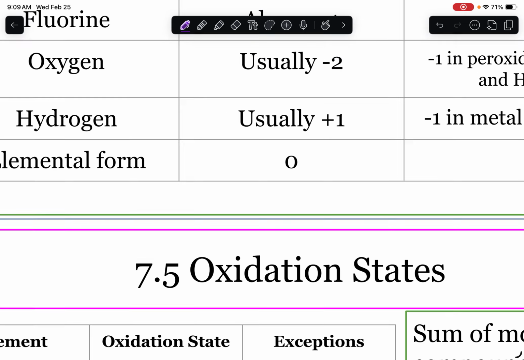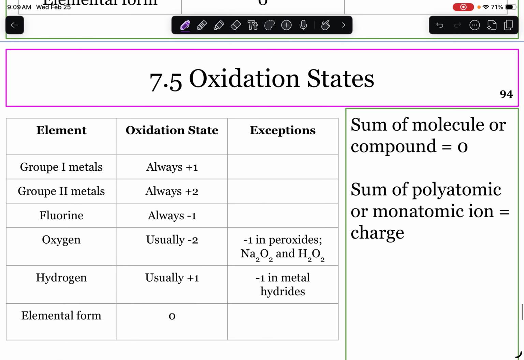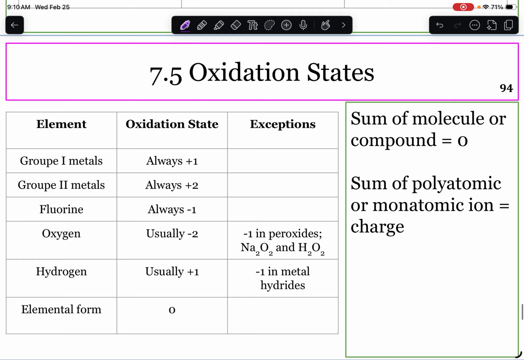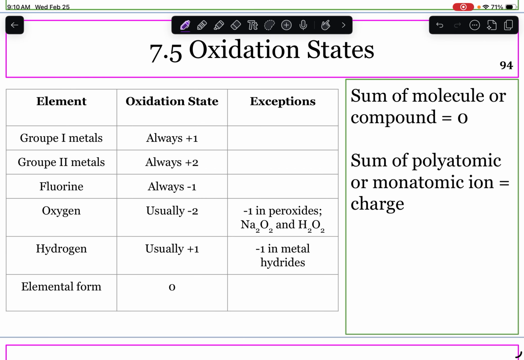For any molecule, all of the oxidation states must sum to zero, assuming the molecule has a neutral charge. Of course, the polyatomic ions are not neutral, they have a charge, and so the sum of their oxidation states should equal their charge.